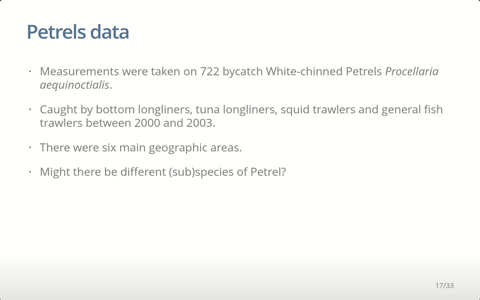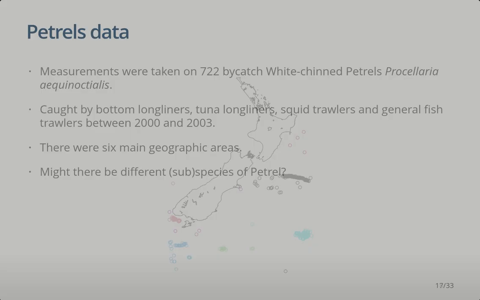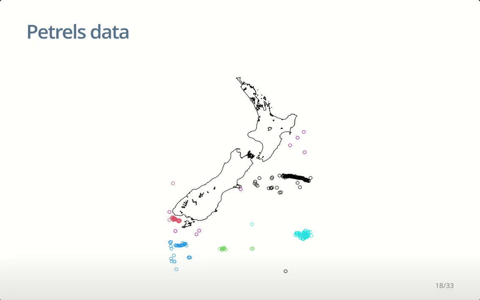So we've got some other data. We started looking at this in the last lab as well, lab 5 I think it is. And this is data on bycatch petrels, so caught as part of the fishing process in different geographic areas off the coast of New Zealand. And the question is, might there be different subspecies of petrel depending on the geographic location, right? So here's where they were all captured.